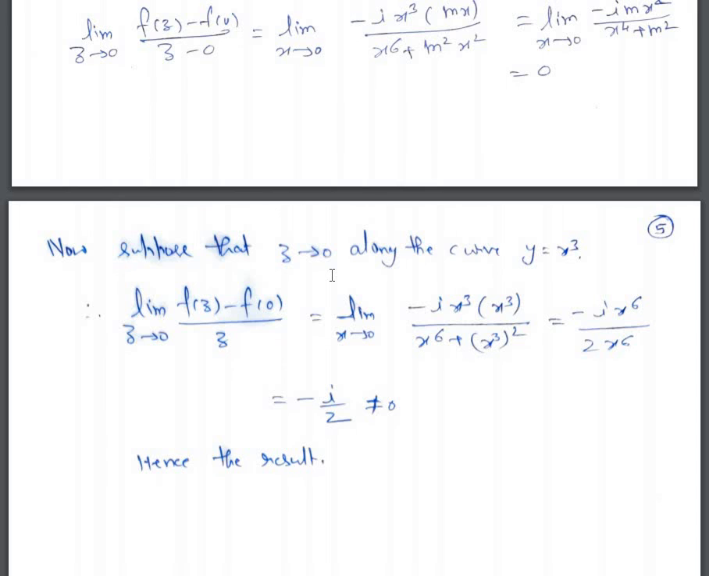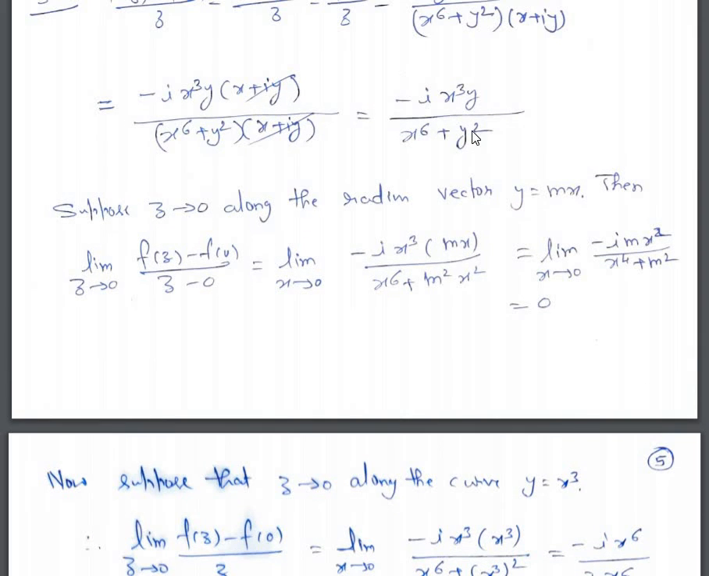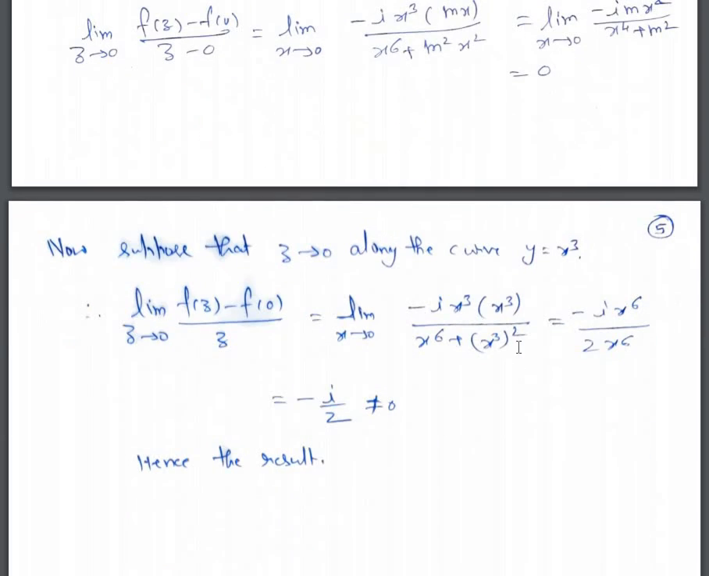Now suppose that z tends to 0 along the curve y is equal to x cube. Therefore limit z tending to 0 of (f(z) minus f(0)) upon z is limit x tending to 0. Put the values here. In place of y we put x cube. So we get minus i x cube into x cube upon (x to the power 6 plus x cube whole square), which comes out to be minus i upon 2, which is not equal to 0. That's what we had to prove.